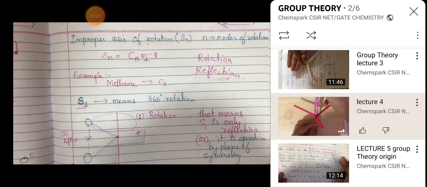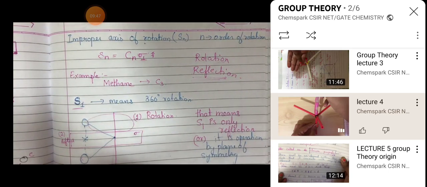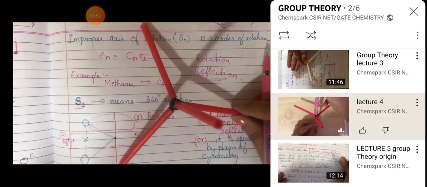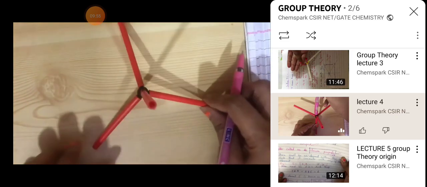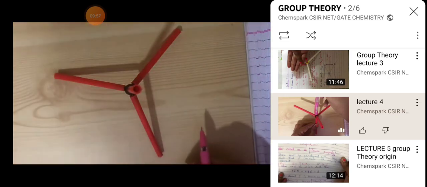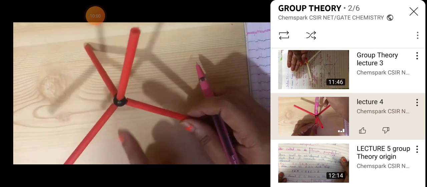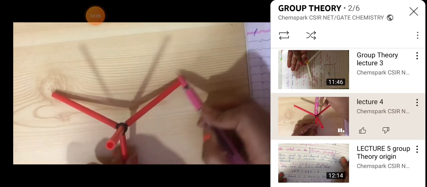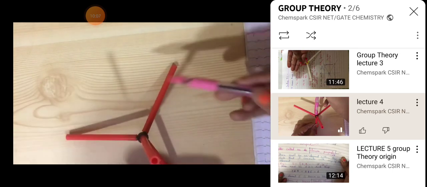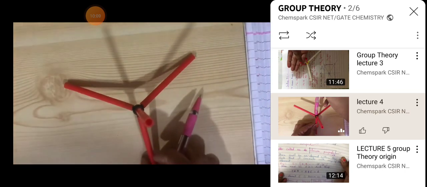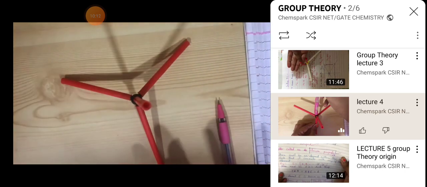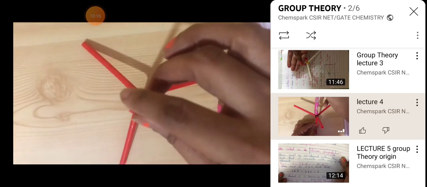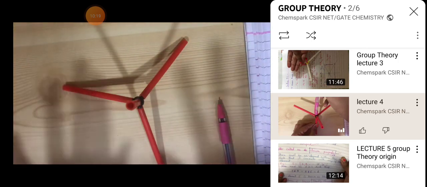Okay, now let me give you an example of methane. Let me explain in this format. Okay, if you consider this as a methane molecule, the black is a carbon atom, and all the red bonds are carbon and hydrogen, carbon and hydrogen, carbon and hydrogen. Okay, this is a methane molecule. Now in this molecule, if you rotate it by 120 degrees, you will get an indistinguishable structure.